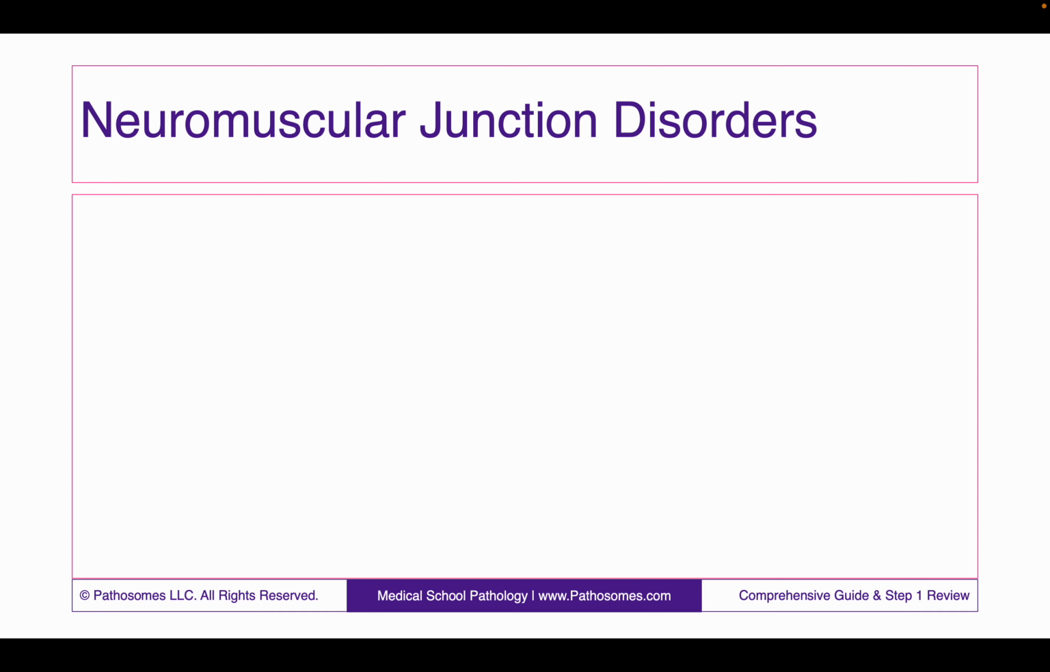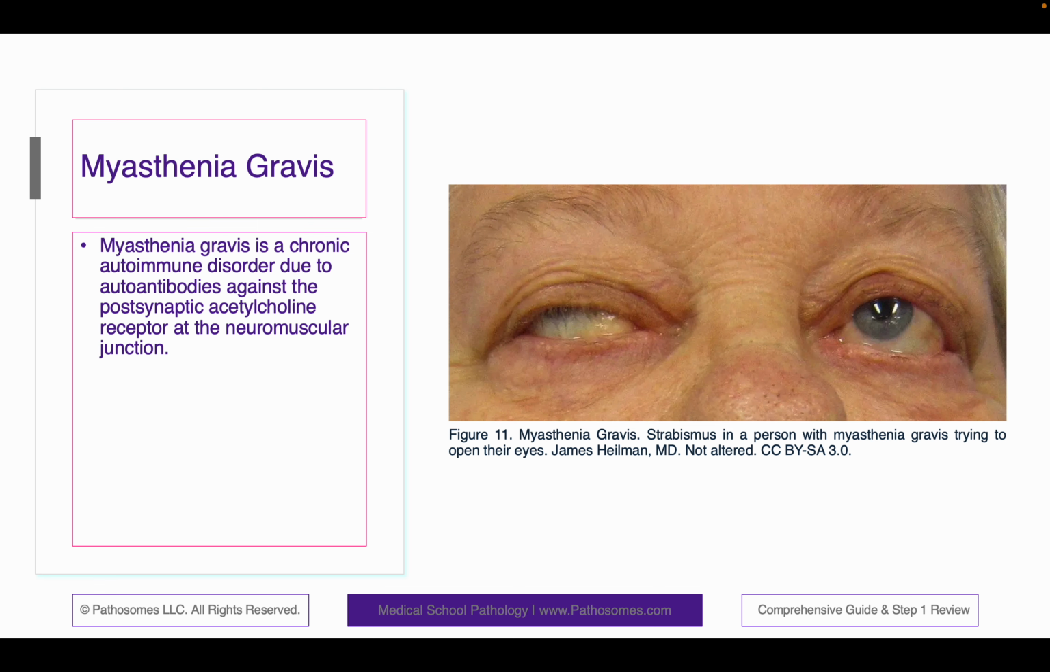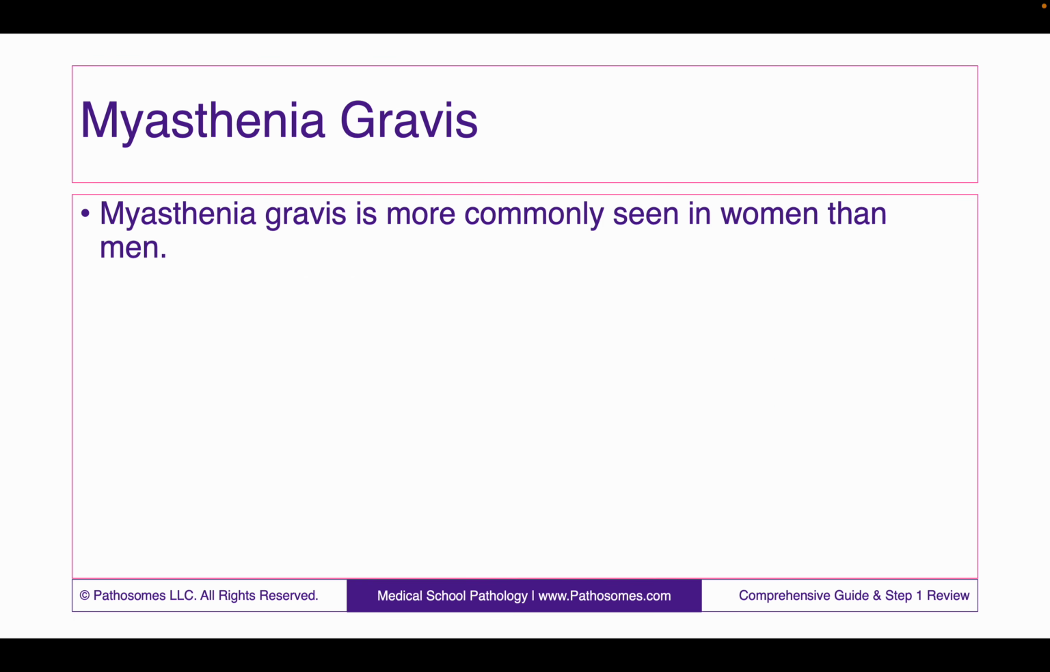Now let's switch gears here and talk about neuromuscular junction disorders, such as Myasthenia Gravis. Myasthenia Gravis is a chronic autoimmune disorder due to autoantibodies against the postsynaptic acetylcholine receptors at the neuromuscular junction. To the right here, we can see a characteristic finding in a patient with myasthenia gravis. Now, myasthenia gravis is more commonly seen in women than men.